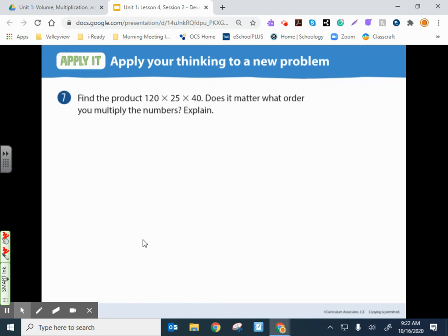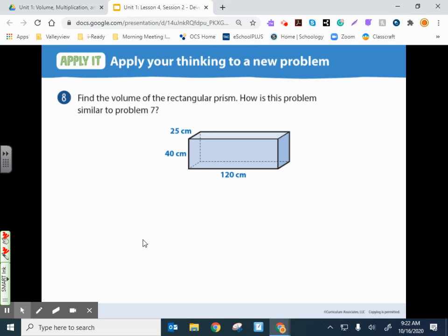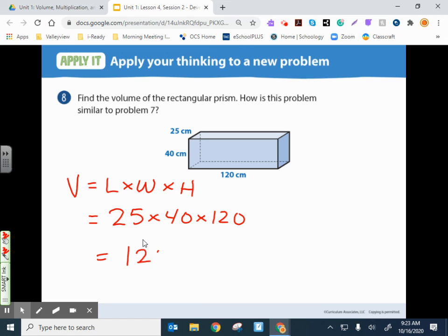Next question, number 8. Find the volume of the rectangular prism. Well, what are we doing volume for? We already finished that. Well, we got to go back to it and remind ourselves. How's this problem similar to problem 7? Easy. Volume is length times width times height, which just so happens to use the same exact numbers as the problem above. And we can just glance up, and you know the volume's 120,000. Don't forget, it's cubic centimeters. How neat.